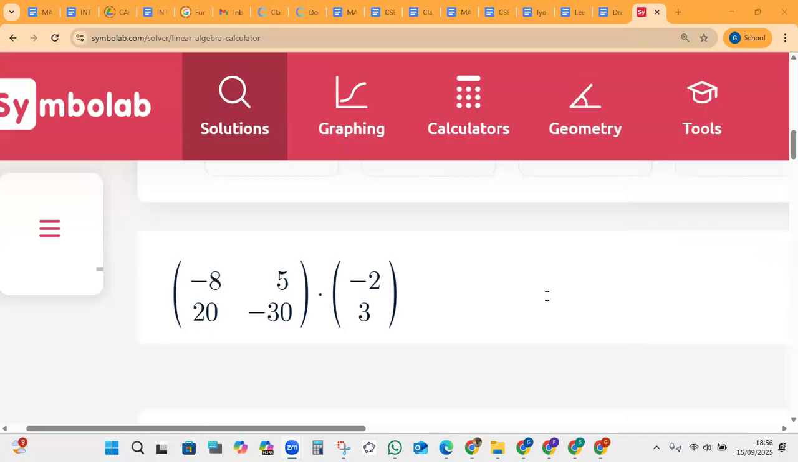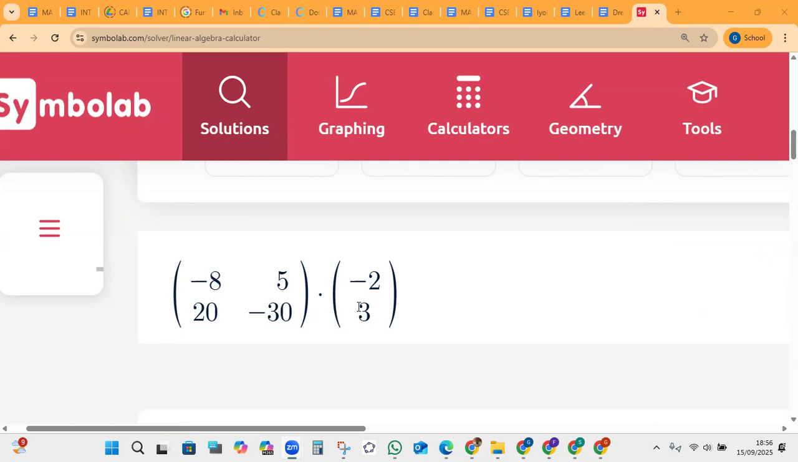In this video, we are going to demonstrate how to multiply a 2 by 2 matrix by a 2 by 1. A 2 by 2 matrix means 2 rows and 2 columns. We know that the rows are the horizontal numbers. -8 and 5, that's a row. 20 and -30, that's a row, that's 2 rows. And a column is -8 and 20, and 5 and -30, 2 rows and 2 columns.